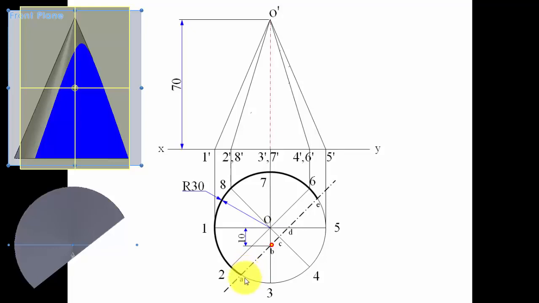So let's say we want to fix this point A. We know very well that point A lies between 2 and 3. So in the front view it's going to lie between 2 dash and 3 dash, and that's point A, the precise location of point A.